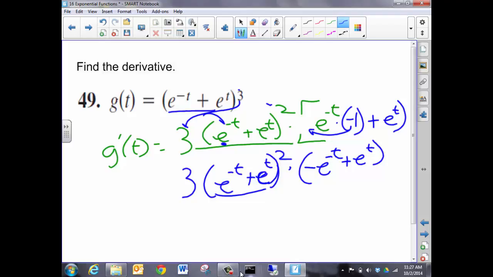Can I do anything else with that? No. Why can't I just say this is e to the negative t plus e to the t cubed? It's not the exact same there. Very good. Why can't I just factor that negative out and make it the same? Because then this becomes negative. So it's not going to be the same no matter what there, okay?